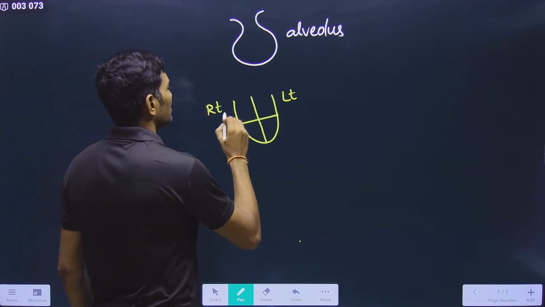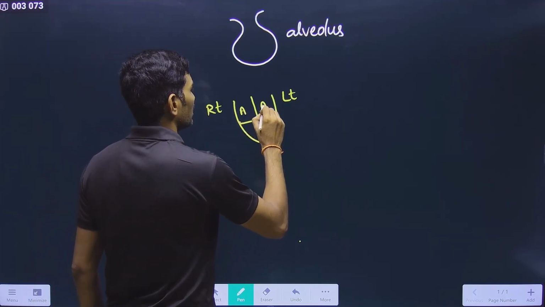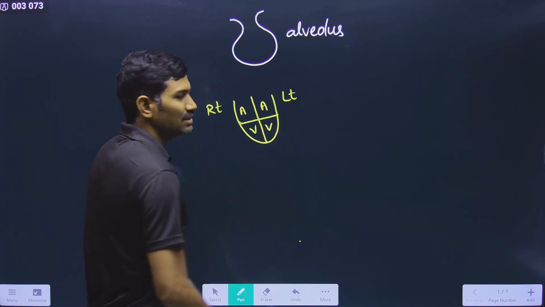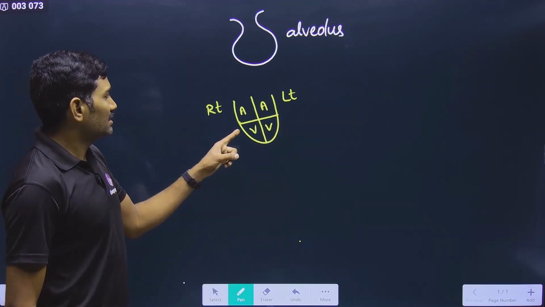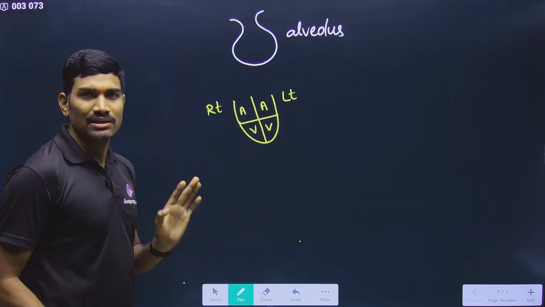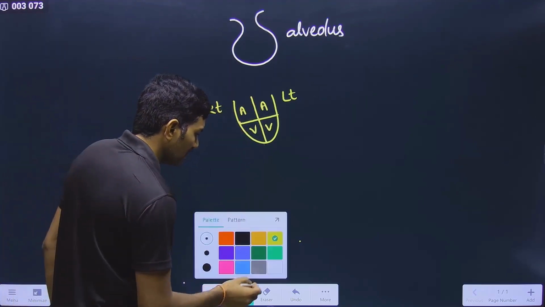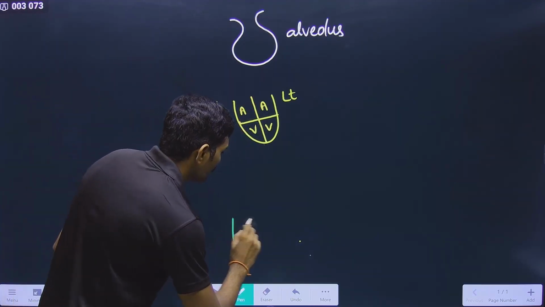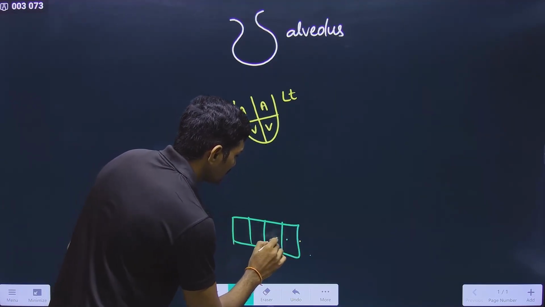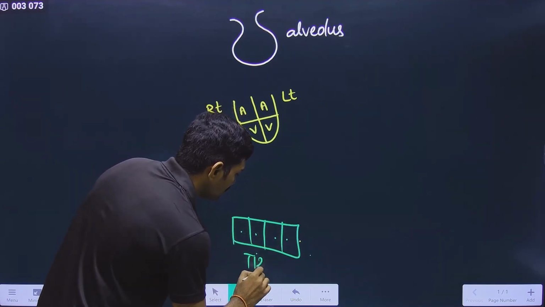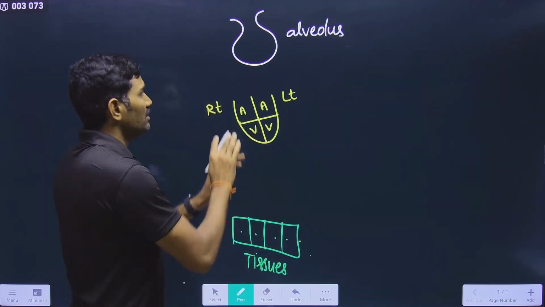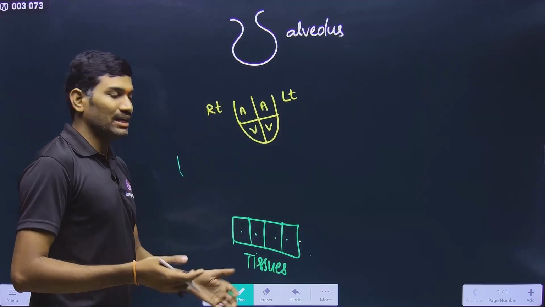This is the atrium. This is also atrium. This is ventricle. This is ventricle. Right atrium, right ventricle. Left atrium, left ventricle. This is how two atria and two ventricles are present. And then here we are talking about the tissues. Tissues means these are the cells. In this way we are talking about the exchange of gases here.